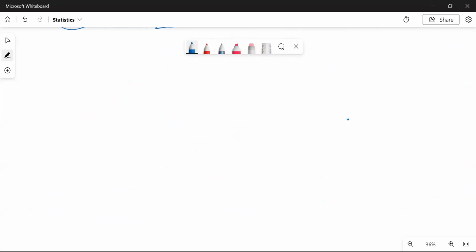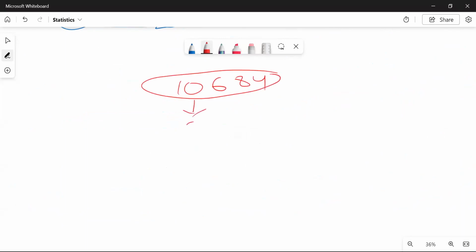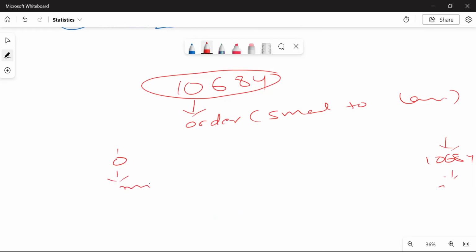See what I'm trying to tell you. I have the 10,684 records here. First, I have to arrange the data in order, from small to large. By the time, it could be index position 0 up to 10684. This position is your minimum value, and this position is your maximum value. So how could you find the middle value? If you start with 0 and end with 10684, what is the middle value?